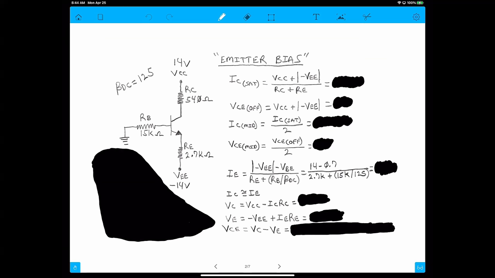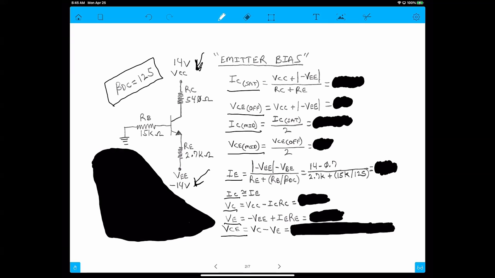In this case, we have our beta DC, which is our gain, of 125. We can see here on our emitter bias that we have two sources: a negative source here and a positive source here. Altogether, that's going to be a range of 28 volts. But this is the disadvantage of this type of biasing: the emitter bias applies two sources to our circuit. So your goal right now is to go ahead and calculate IC sat, VCE off, mid for IC and VCE, and then IE, IC, VC, VE, and VCE.